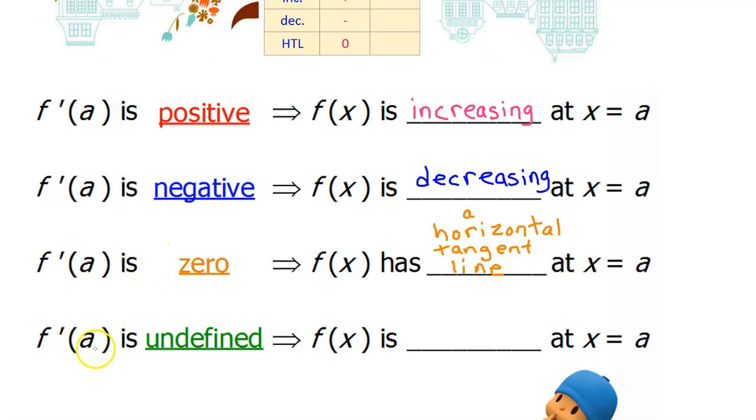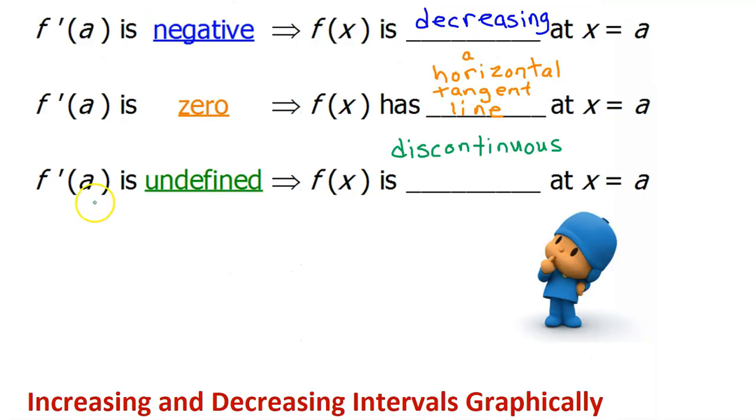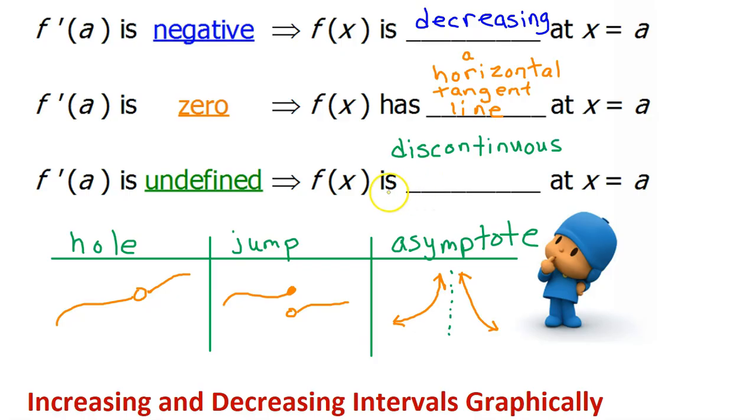Also, if f prime at a is undefined, there are a few things that might have been going on in the original function f of x at x equals a. In a word, if f prime at a is undefined, then f of x is discontinuous at x equals a. If f of x is discontinuous at x equals a, the discontinuity could be a hole, a jump, or an asymptote. But there are other reasons why f prime at a might be undefined.